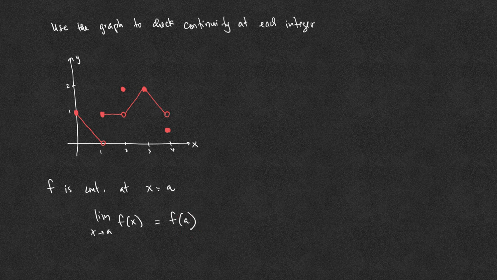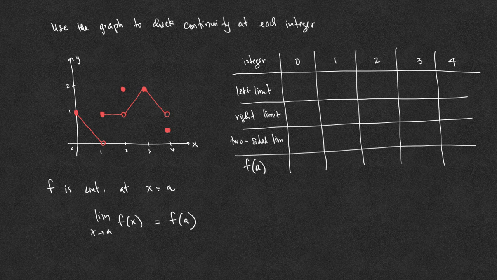We also consider the definition of continuity from the left or from the right for the endpoints in the domain. Using the definition of continuity, we would need to evaluate the function at each of the integers, as well as find the limit, both two-sided, left side, and right side. The integers in the domain are 0, 1, 2, 3, and 4.